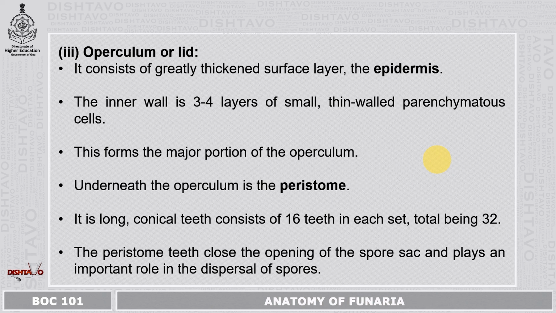Underneath the operculum, there is a layer known as peristome. It is a long, conical, teeth-like structure which consists of 16 teeth in each set, the total being 32. The peristome teeth close the opening of the spore sac and thus play an important role in the dispersal of spores.